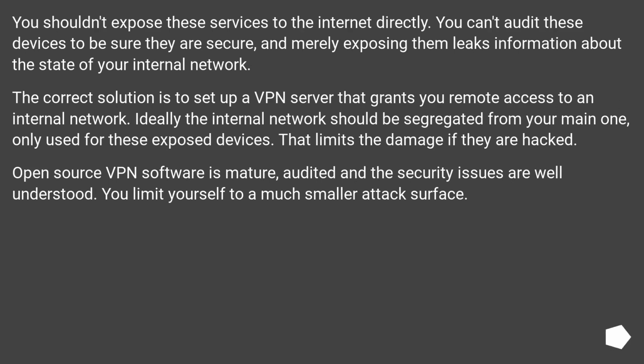You shouldn't expose these services to the internet directly. You can't audit these devices to be sure they are secure, and merely exposing them leaks information about the state of your internal network. The correct solution is to set up a VPN server that grants you remote access to an internal network. Ideally, the internal network should be segregated from your main one, only used for these exposed devices. That limits the damage if they are hacked. Open source VPN software is mature, audited, and the security issues are well understood. You limit yourself to a much smaller attack surface.